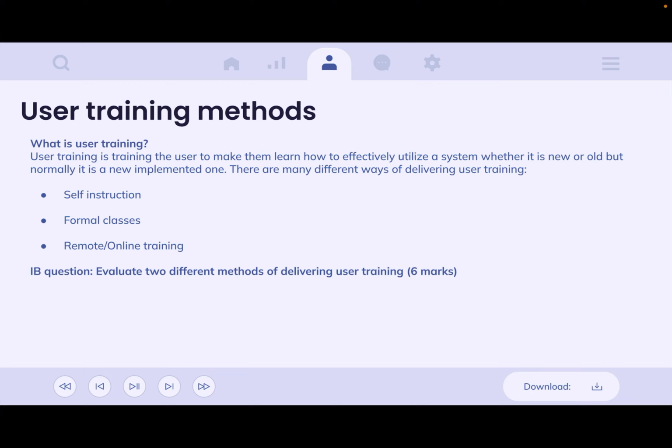Two methods of delivering user training are formal classes and online training. Formal classes are users sitting in a classroom listening to an instructor who shows and explains to them how to use the system. Advantages: structured learning environment, expert on hand to answer questions, curriculum designed to teach all aspects. Disadvantages: expensive, rigid schedule and curriculum, not much personalization possible, and if the class is too big, there is little time to deal with individual problems and questions.